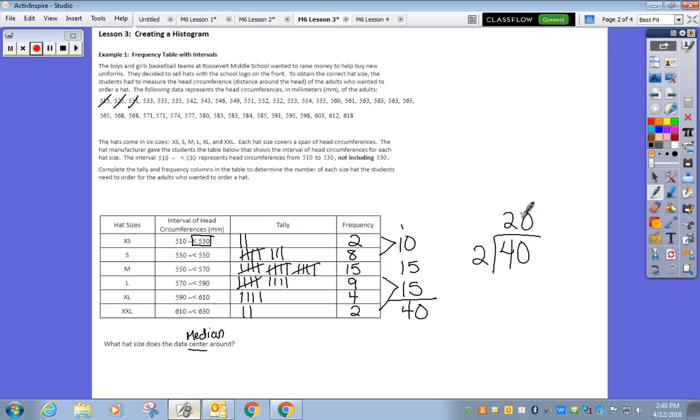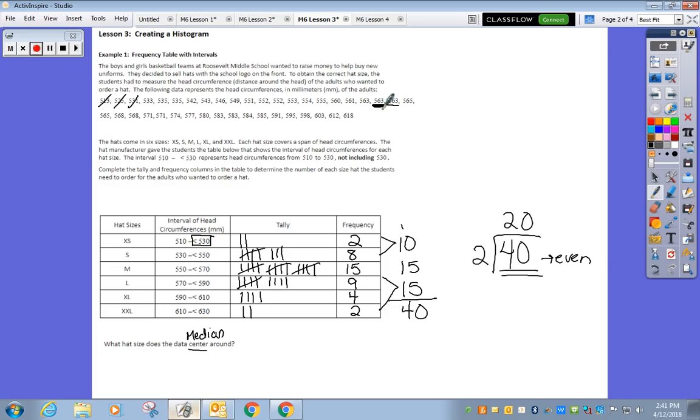So what that means is I'm going to count to my 20th number. 1, 2, 3, 4, 5, 6, 7, 8, 9, 10, 11, 12, 13, 14, 15, 16, 17, 18, 19, 20. Since we have an even number in the set, we had 40, we're going to count to our 20th number, which means we have 19 numbers before it, and we have 20 after it. So it's not split equally.